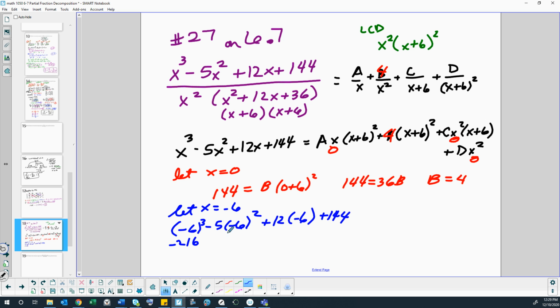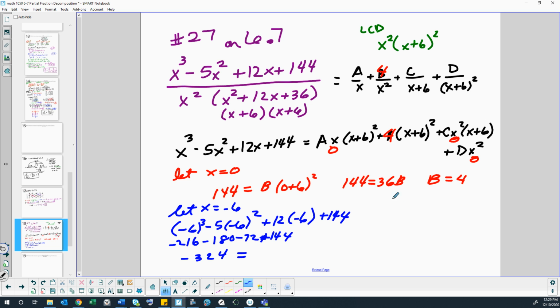And then negative 6 squared is 36 times negative 5, so negative 180. And then negative 72. Yeah, this problem's annoying. Plus 144. Alright, put it all together. Negative 216 minus 180 minus 72 plus 144 is, see if I got the same number you got, negative 324.